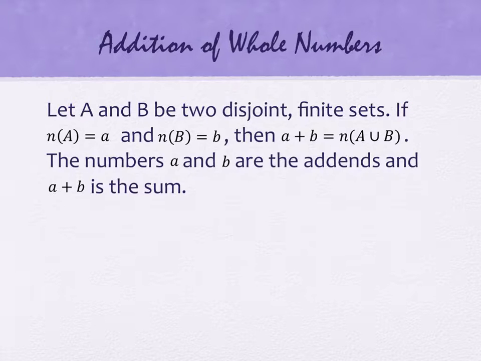Let A and B be two disjoint finite sets. We've talked about sets, right? Yes. Disjoint means they have nothing in common, and finite means they actually have a numerical value you can associate with them. If n of A equals a, and n of B equals b, then a plus b is the number of items in the union of A and B. We call a and b the add-ins, and we call a plus b the sum.